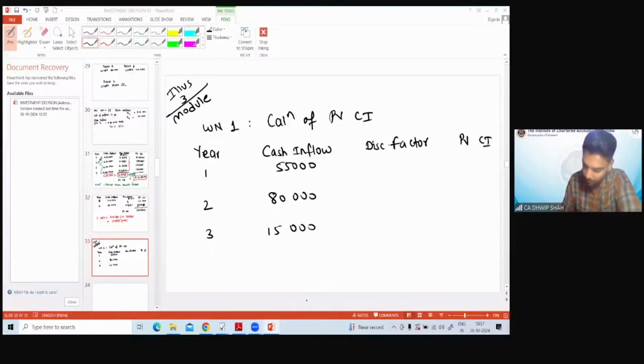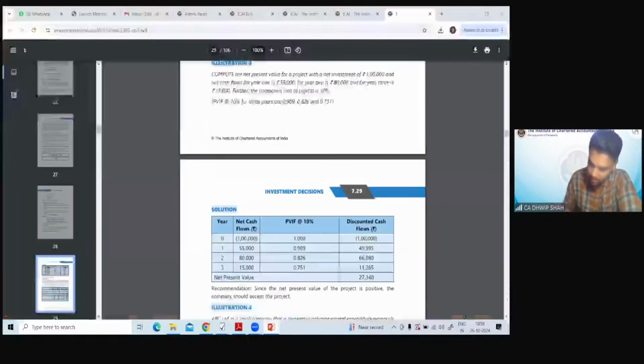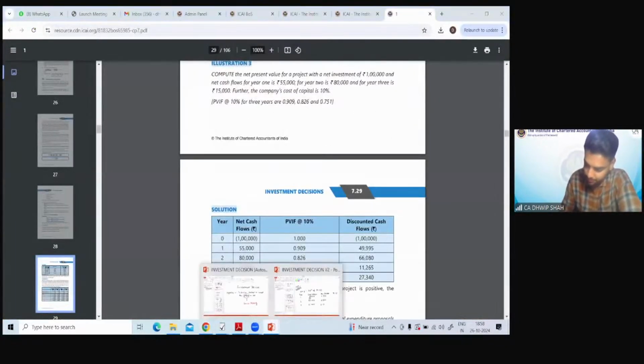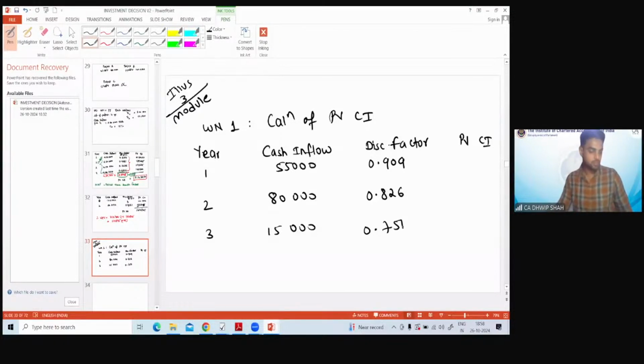We don't have to be too clever. 0.909. Don't question a question. In life you should remember this principle. 0.751. So 55,000 multiplied by 0.909, 49,995. 80,000 multiplied by 0.826, 66,080. 15,000 multiplied by 0.751.